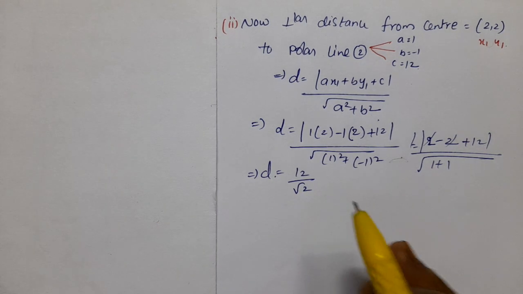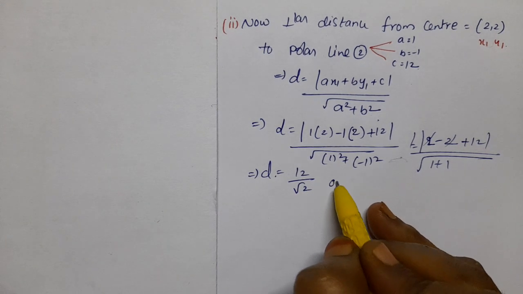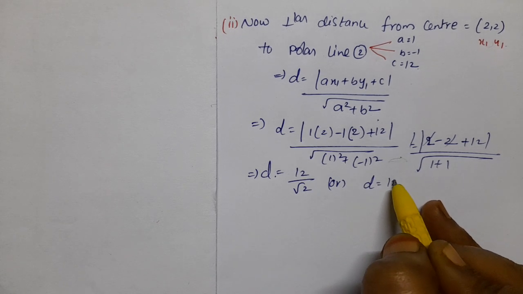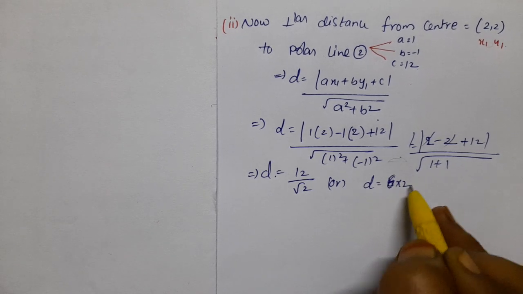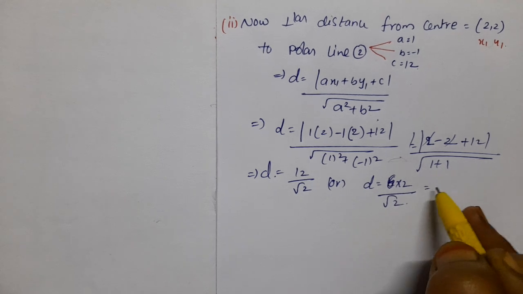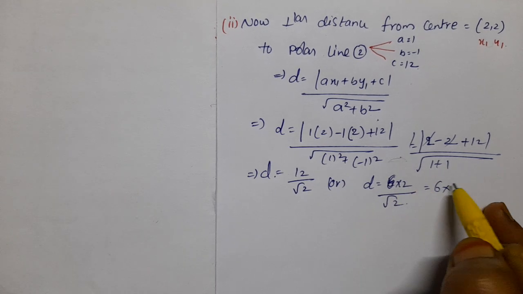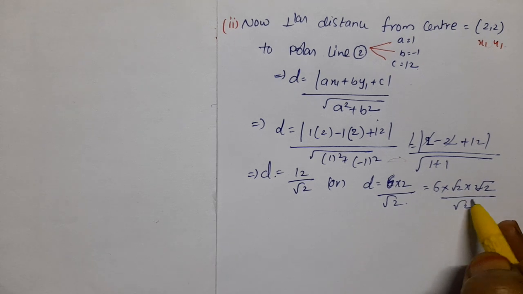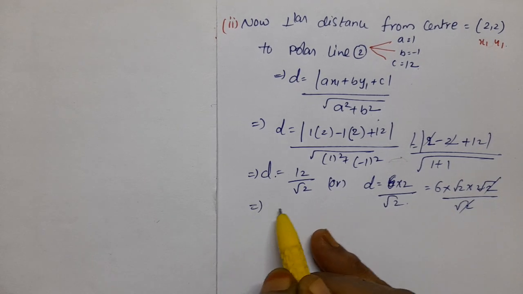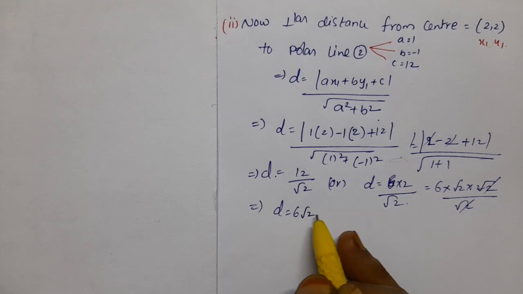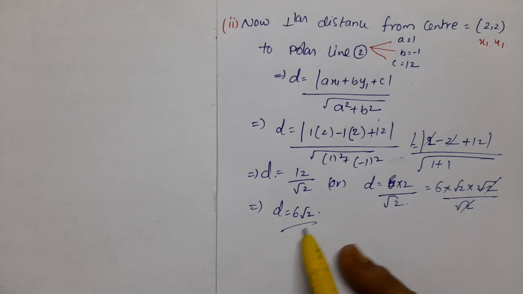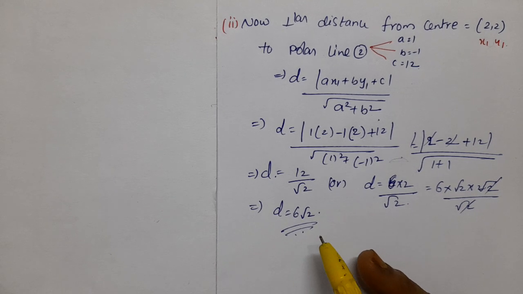We can stop the answer here, or d = 12/√2 can be written as 6·2/√2. 6 into 2 can be split as √2 into √2 by √2. One √2 cancels, then d = 6√2. This is the perpendicular distance from the center to the polar line. Next one.